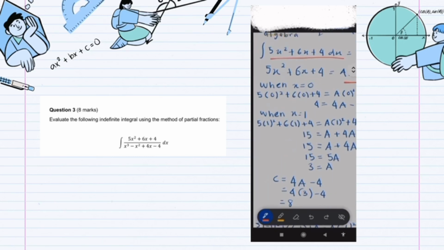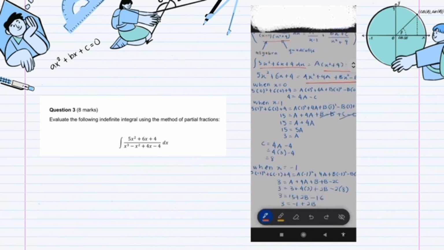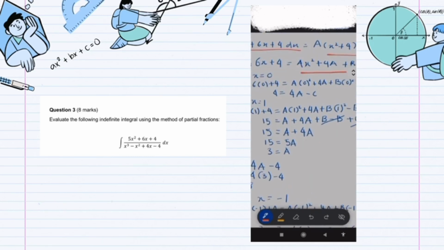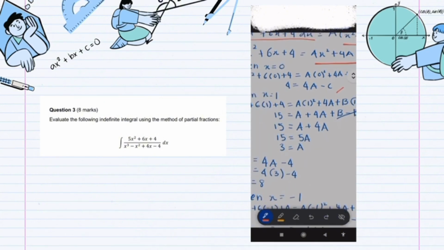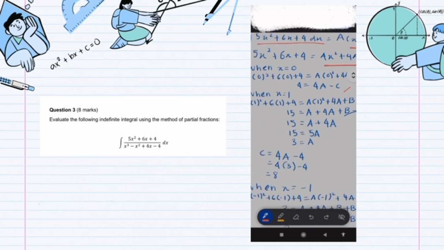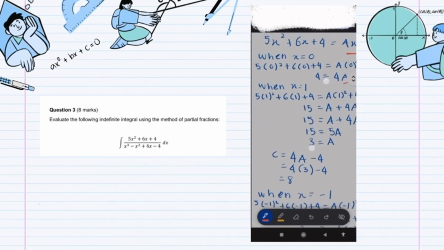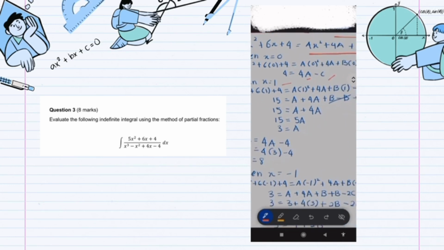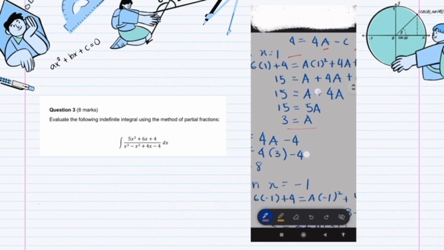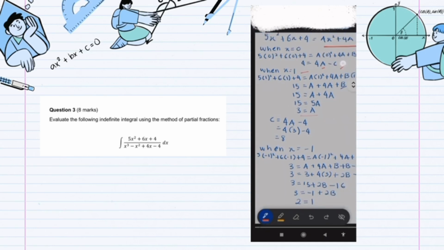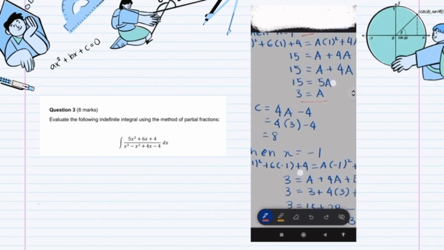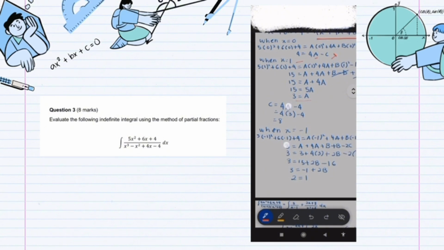After that you need to assume that x is equal to 0 and substitute into the equation, and you will get this one. After that, they have two unknown values, so you need to find a. So you can assume that x is equal to 1. After you assume x equal to 1, you will get a equal to 3, and then get back to this equation, and then replace a as 3. After that, you get c equal to 8.